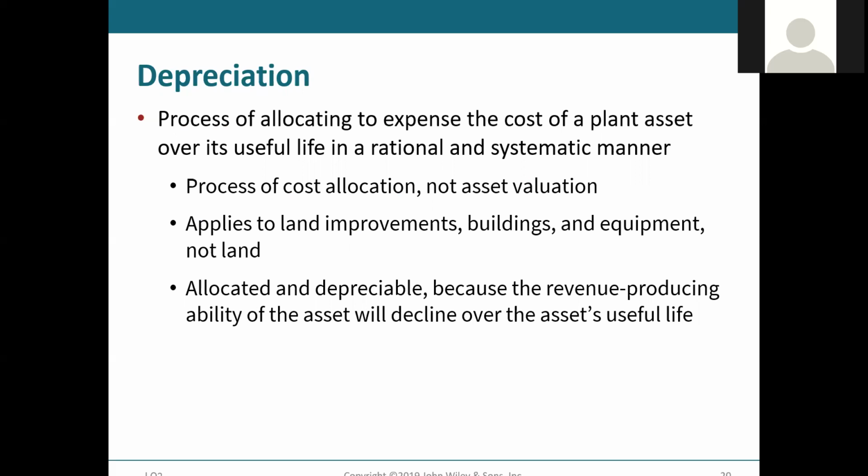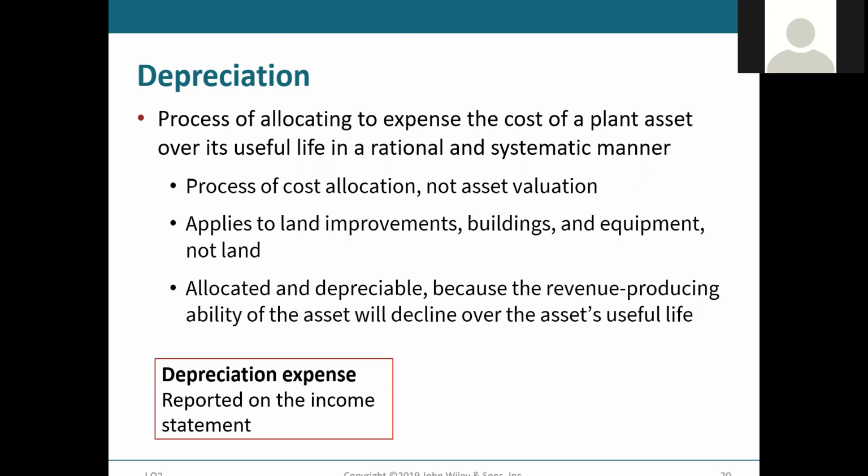What they mean by that is the book value of a particular asset has nothing to do with its real market value, okay? We are not trying to revalue the asset. We're just allowed to take into consideration the wear and tear on the asset via depreciation expense. And we're going to depreciate land improvements, buildings, equipment, never land. You do not depreciate land. It's allocated and depreciable because the revenue producing ability of the asset declines. As an asset gets older, it doesn't work quite as well. It might slow down, and we want to recognize that impairment.